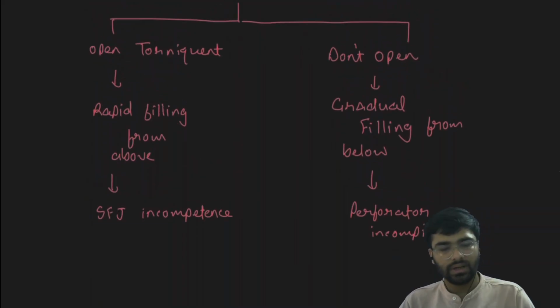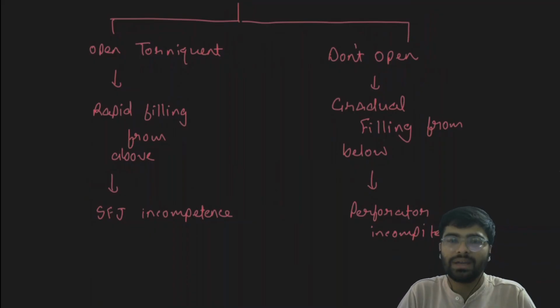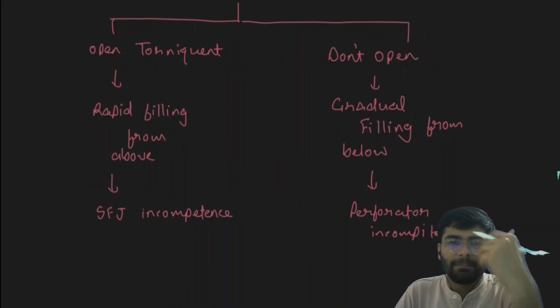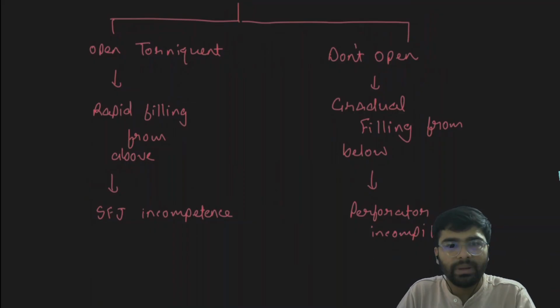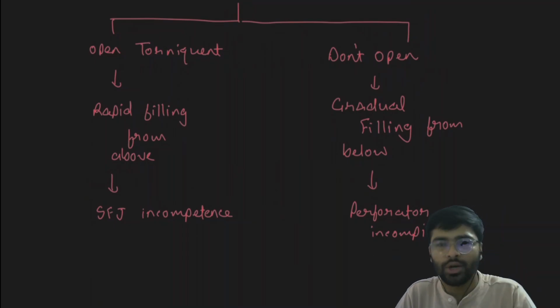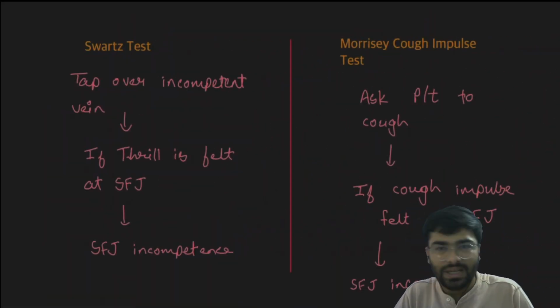Okay, here I have written open the tourniquet, rapid filling from above: saphenofemoral junction incompetence. Incompetence simply means the entity is not competent. Muscle incompetence means muscle is not competent to work. Uterine incompetence means uterus is not competent. You will not get pregnant. So that is the incompetence. Saphenofemoral junction incompetence. Now let us discuss two more tests.